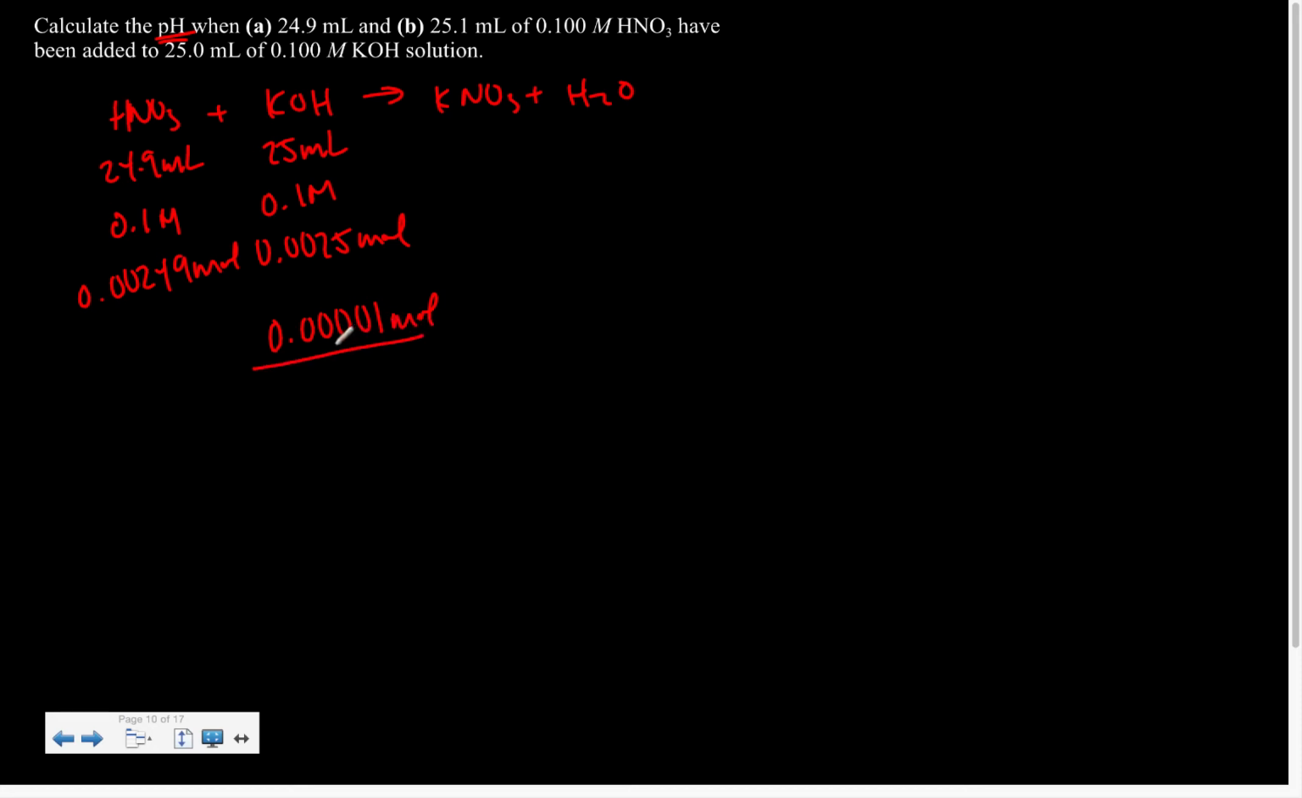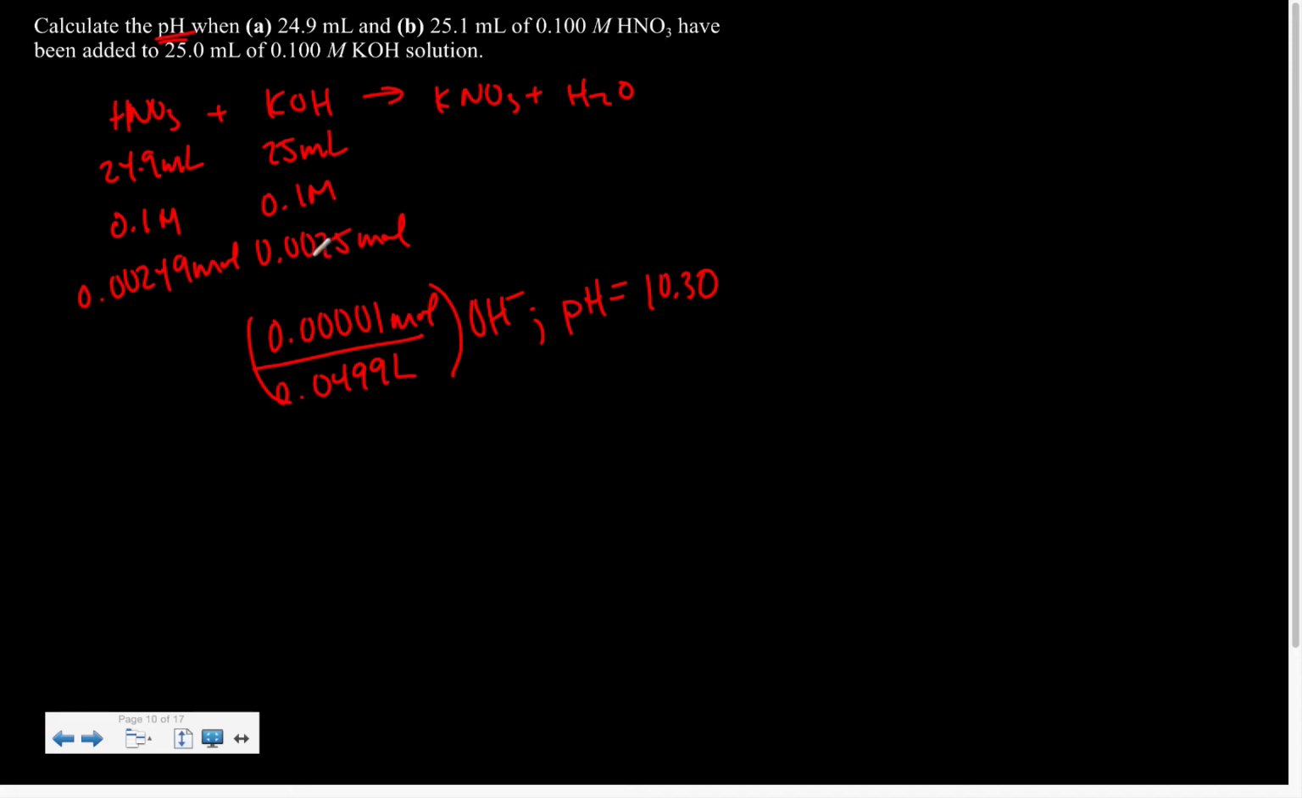Now we're going to take that number of moles and divide by our total volume at this point, because it's always going to be over our total volume at that point, and that's the molarity of our KOH that remains in solution. The most important part being the hydroxide. Now, if I want to solve for the pH, it's simply a matter of taking the POH and subtracting from 14, which gives us 10.30.